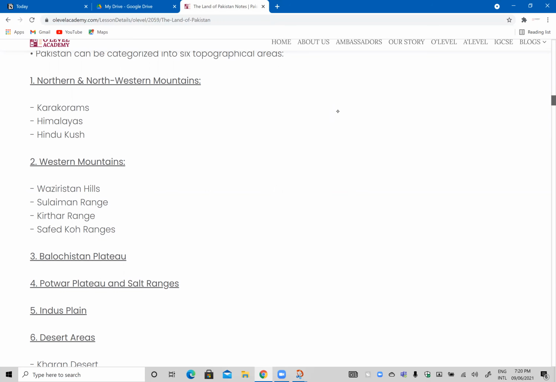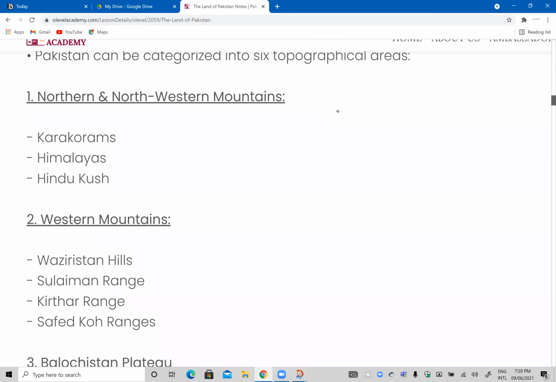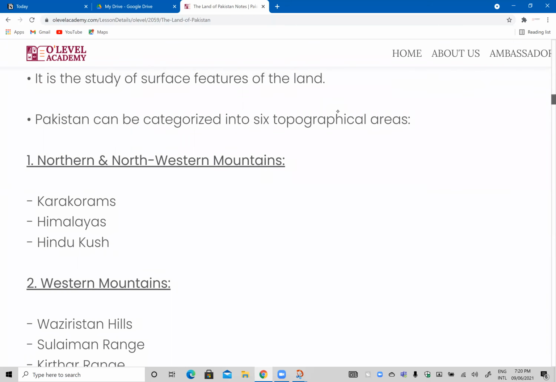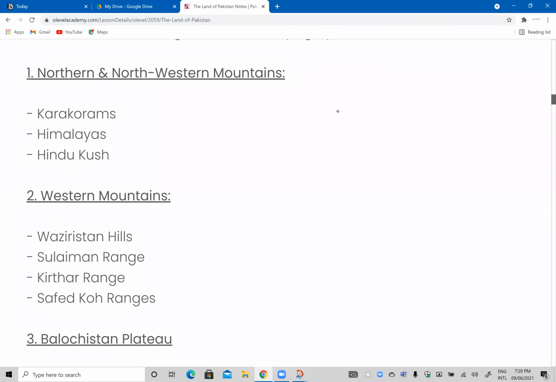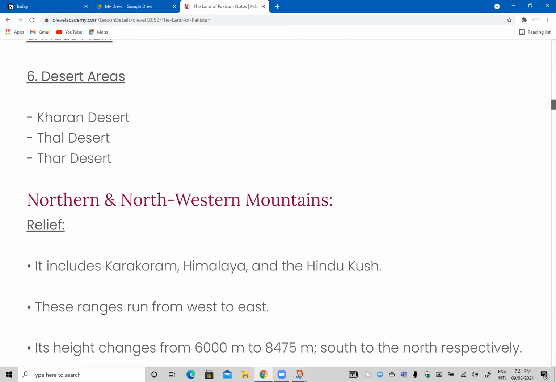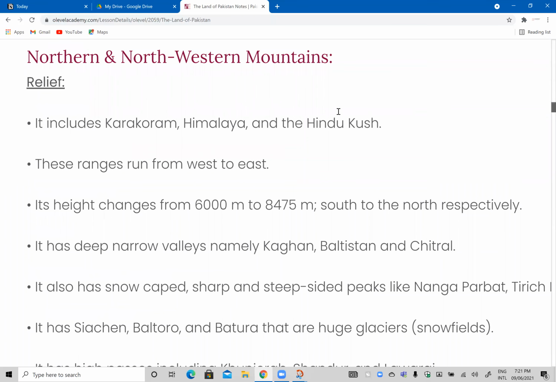Starting off with the northern and northwestern mountains, there are three important northern mountain ranges in Pakistan: the Karakoram, the Himalayas, and the Hindu Kush. Then the western mountains, there are four important western mountain ranges: Waziristan Hills, Suleiman Range, Kirthar Range, and Safed Koh Range. Let's look at the northern and northwestern mountains here.